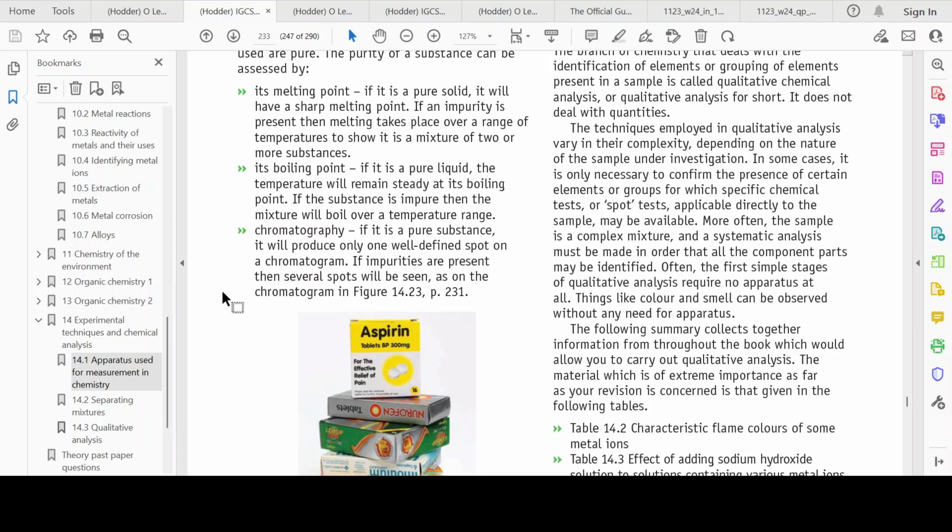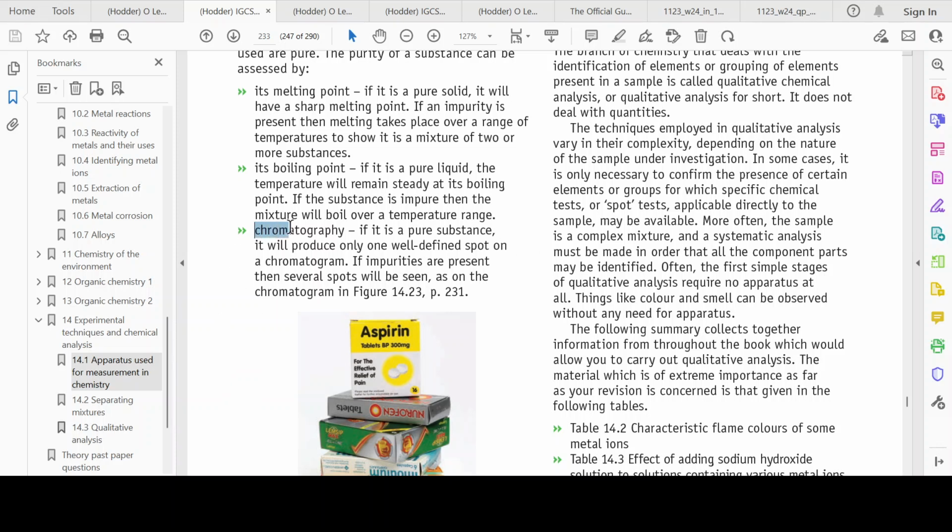And so if you put water and it's boiling at 102 or 104 degrees, that means there are impurities, right? And it will be over a range of temperatures. So the whole concept of the temperature staying constant when the physical state is changing, you won't see that.